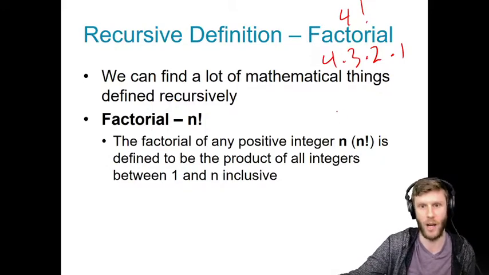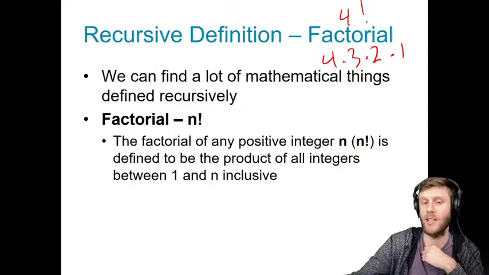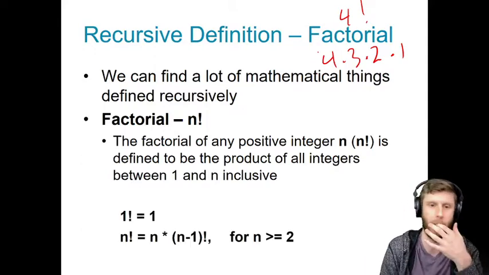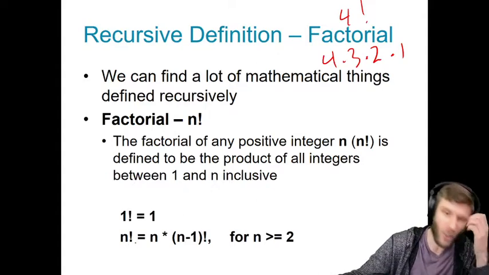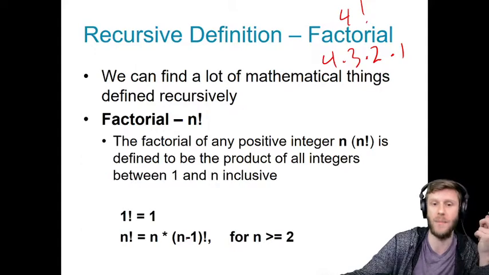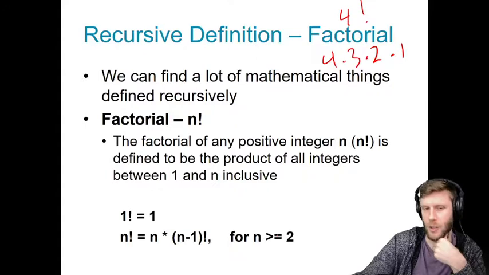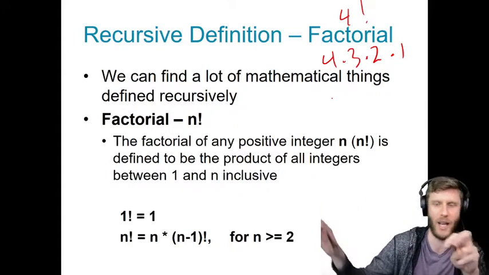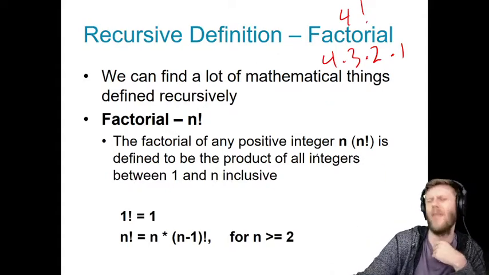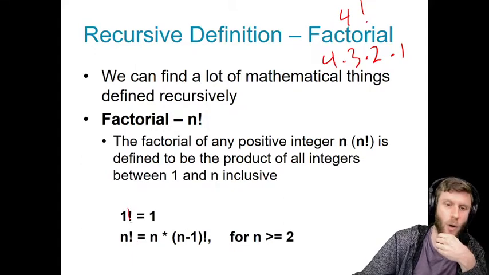That's the factorial operator. So the factorial of any positive integer is defined to be the product of all integers between 1 and n inclusively. So 1 factorial is 1, and then n factorial is n times (n minus 1) factorial for n greater than or equal to 2. And it's only defined for positive integers. If you want to go to other things, we have different definitions for those things. We have like the gamma function and whatnot. But here, look, factorial, this is what we're defining. Here's the recursiveness, right?